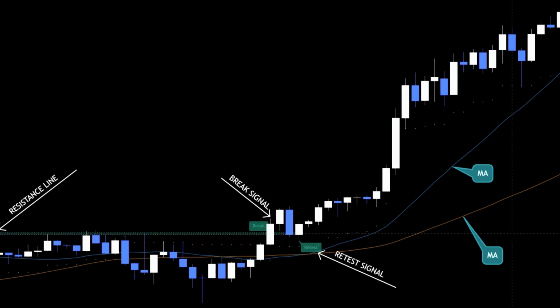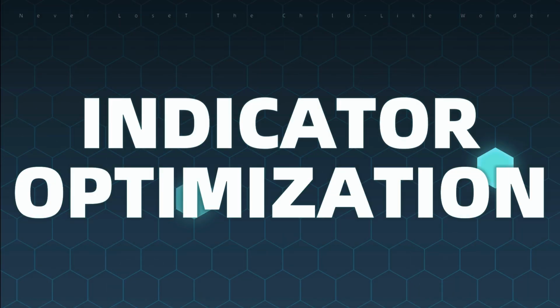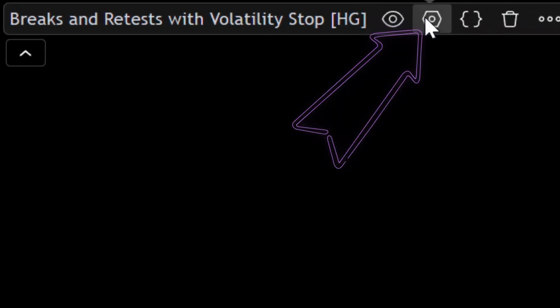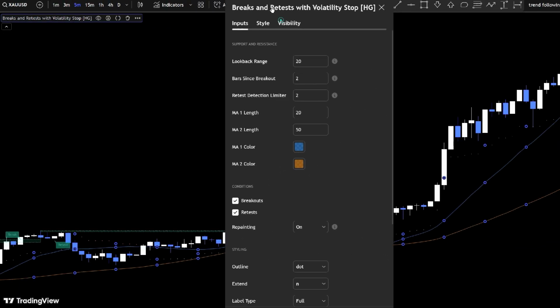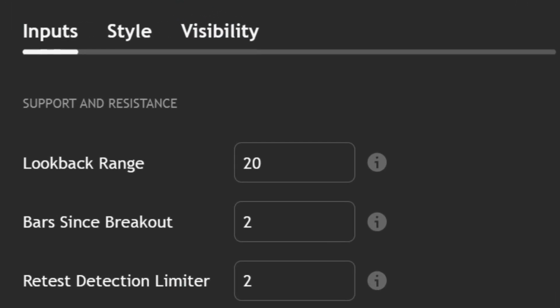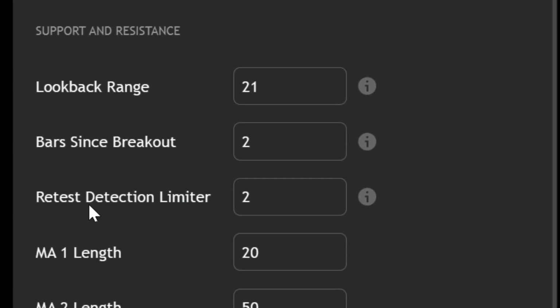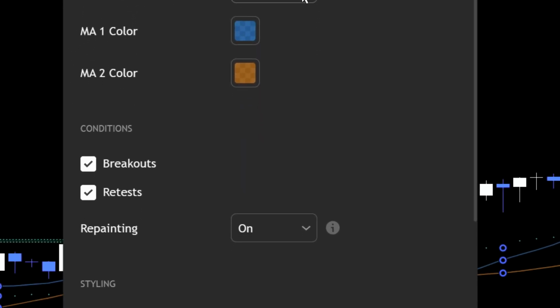Now to really dial this in for our strategy, we need to make a few adjustments to the settings. So let's back up to the indicator settings, find the little gear icon, that's the settings. Click on it. And first, go to the Inputs tab. We're going to change the look back length to 21. Think of this as how many past periods the indicator looks at to do its calculations. Then scroll down a bit and make sure only the break options are checked. We want to keep it focused on those signals for now.